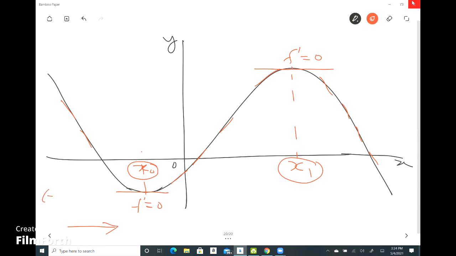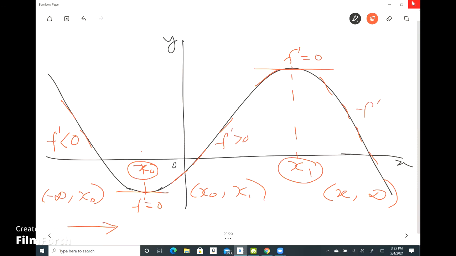So here, first interval is negative infinity to x0. Second interval, x0 to x1. Third interval, x1 to infinity. So as you can see, 1 critical point, 2 intervals. 2 critical points, 3 intervals. Okay, so that's the guideline. So from negative infinity to x0, you see here f prime is negative. Over here, f prime positive. Over there, f prime negative.